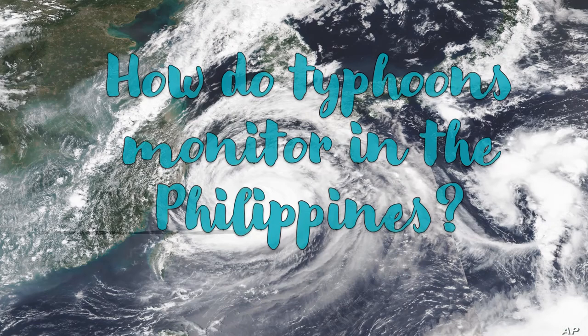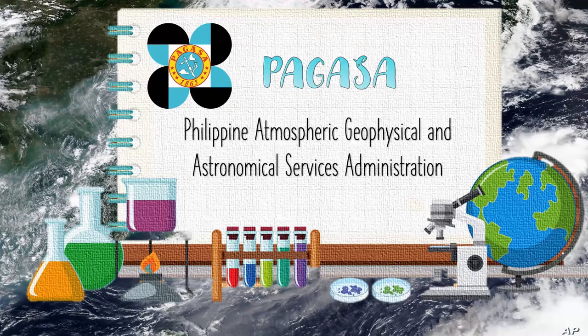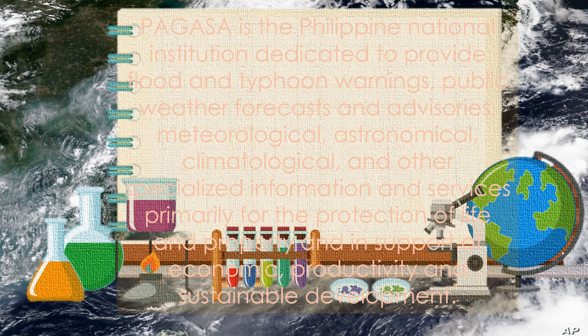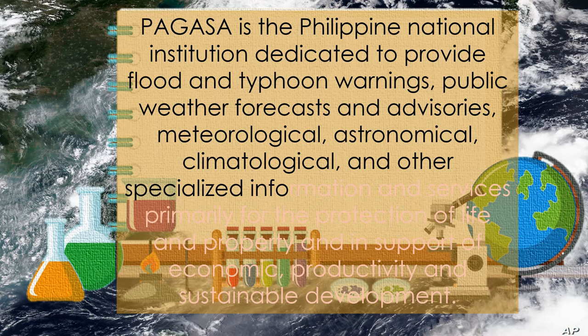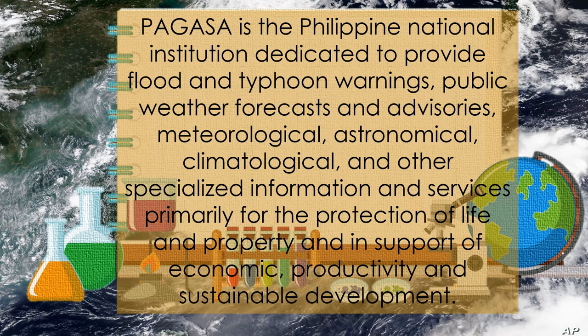PAGASA, or Philippine Atmospheric, Geophysical, and Astronomical Services Administration, is the Philippine national institution dedicated to providing flood and typhoon warnings, public weather forecasts and advisories, meteorological, astronomical, climatological, and other specialized information and services, primarily for the protection of life and property and in support of economic productivity and sustainable development.